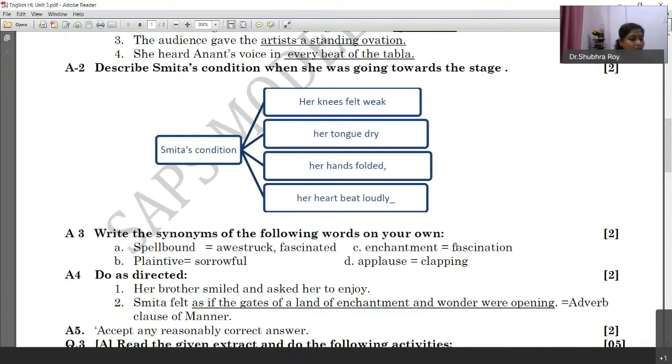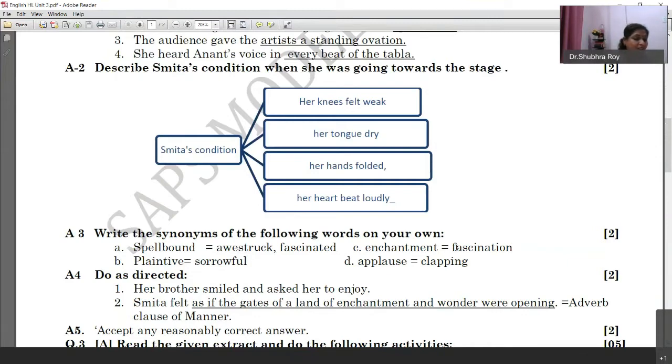Let's go to the grammar question. Do as directed. "Her brother smiled and said, 'Enjoy yourself.'" So this was the change the narration question. This is the given answer: Her brother smiled and asked her to enjoy. "Her brother smiled and told her to enjoy" would also have been correct. Okay, in this case.